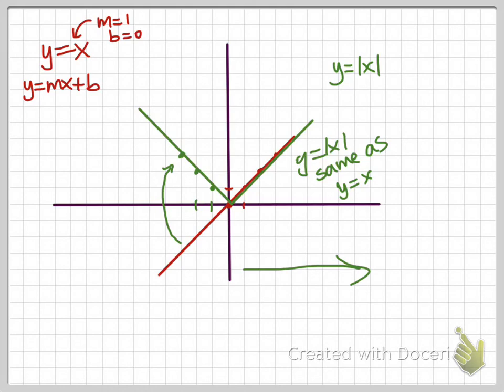We're going to talk more about that later, but this is just your basic graphing. Your basic absolute value of x is just this V with the point right here at the origin. So we're going to learn more about this in class.